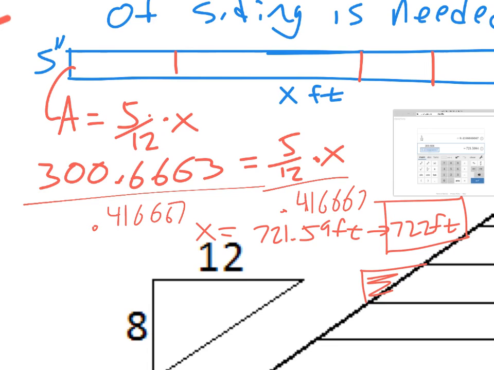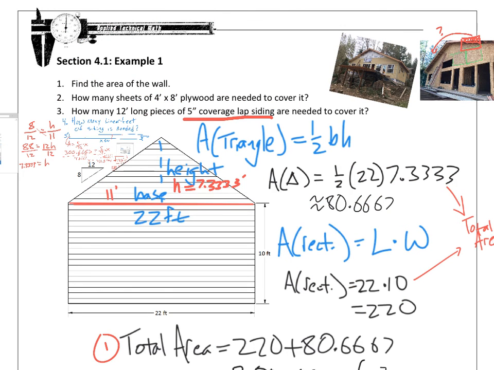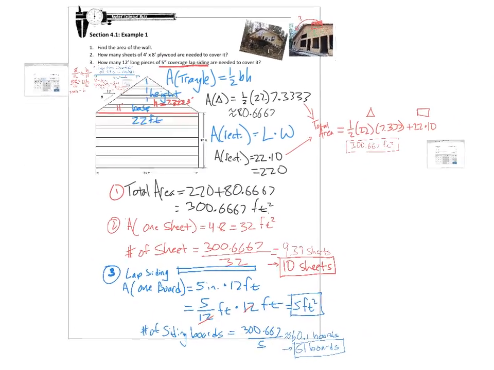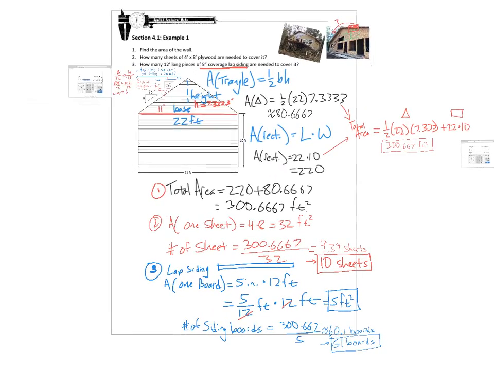Great. Well, so that's how we find the total area. We find the number of boards and the number of lap siding. Okay, so with that we can tackle some problems. So go from there, use some area, and find some lengths of boards and pieces that you need there.